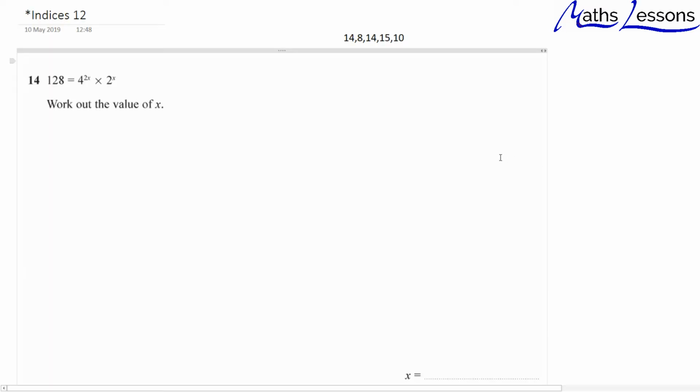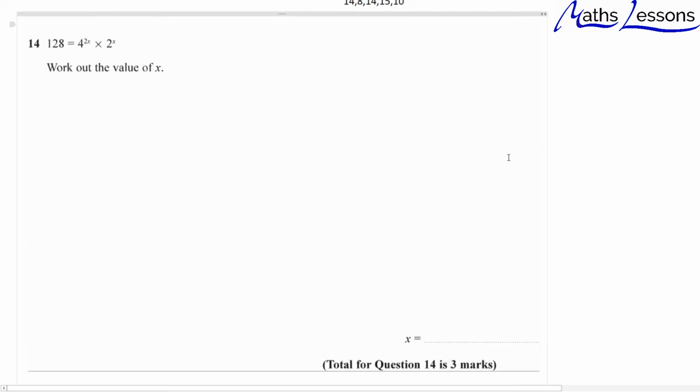Let's look at some indices work. Okay, so here's our first indices question. I'll give you 3 minutes, not 3 minutes, 2 minutes to have a go at this question.